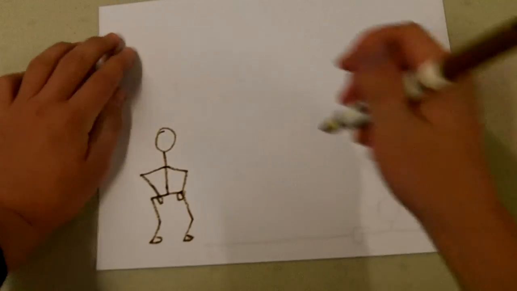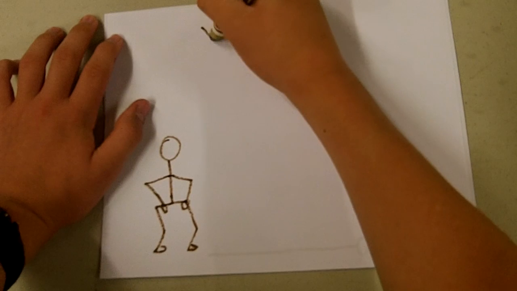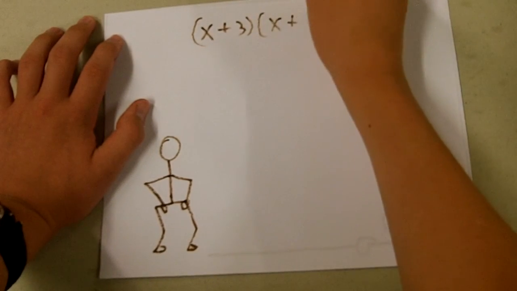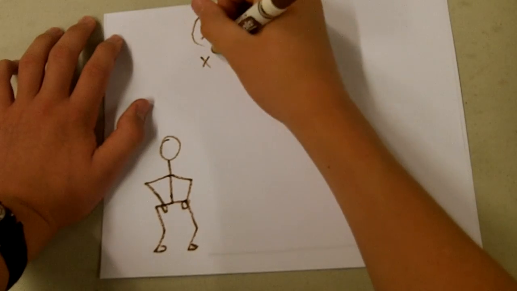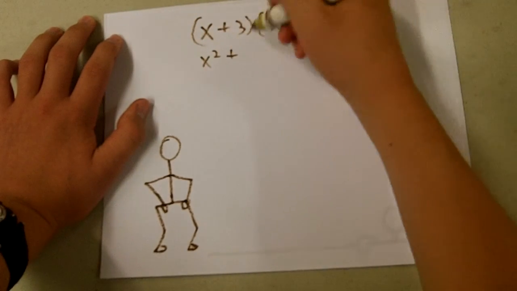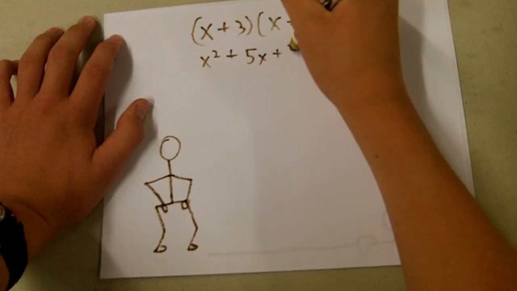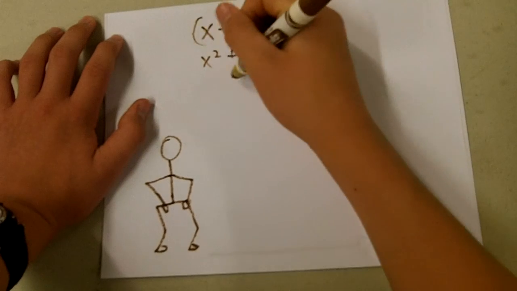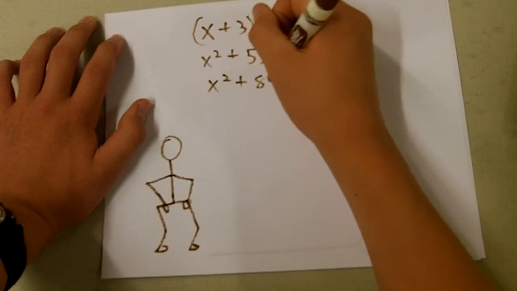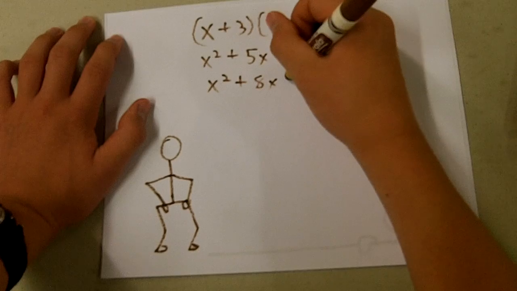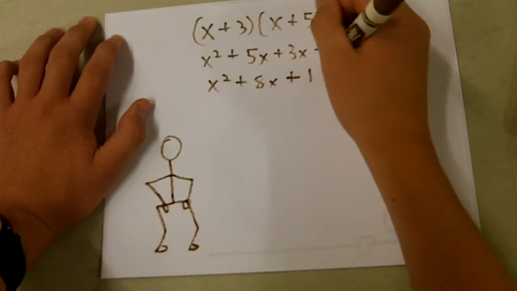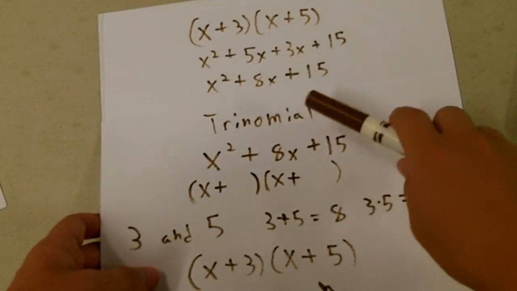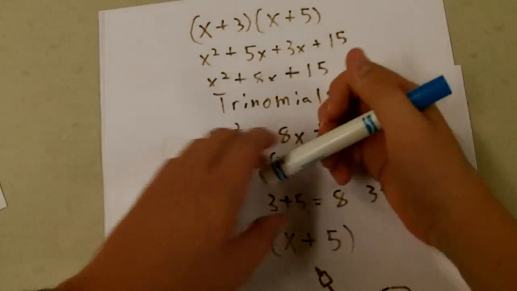And now we factored it, but to make sure we factored it correctly, we take our previous equation, x plus 3, multiplied by x plus 5. We get x squared plus 5x plus 3x plus 15. Simplify that and we get x squared plus 8x plus 15. And if we look back at our previous problem, we see that these are identical to each other.